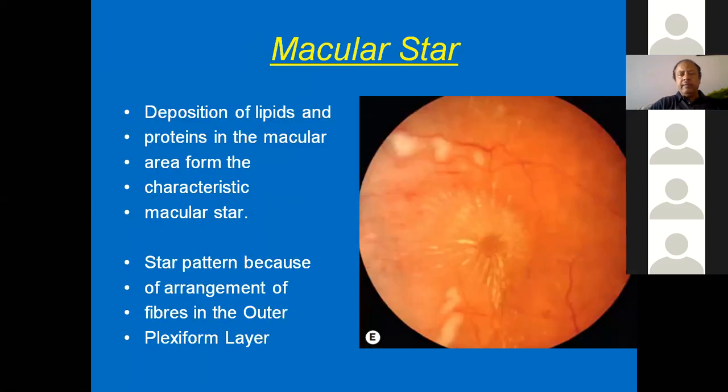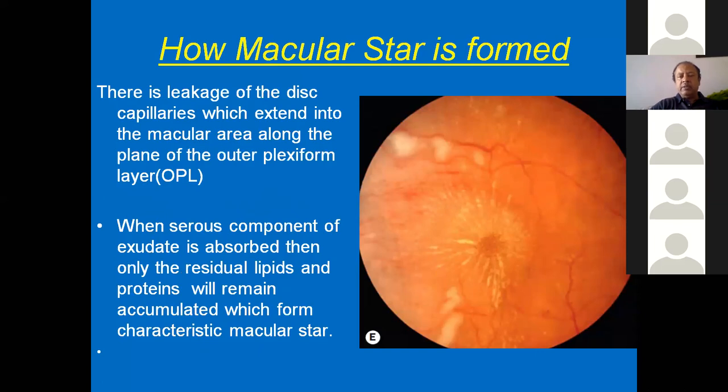This is normal fundus. Macular star is the deposition of lipids and proteins in the macular area. This forms the characteristic macular star. And this star pattern is due to arrangement of nerve fibers in the outer plexiform layer. This is macular star. See also this, how this macular star is formed is due to leakage of the disc capillaries which extend into the macular area.